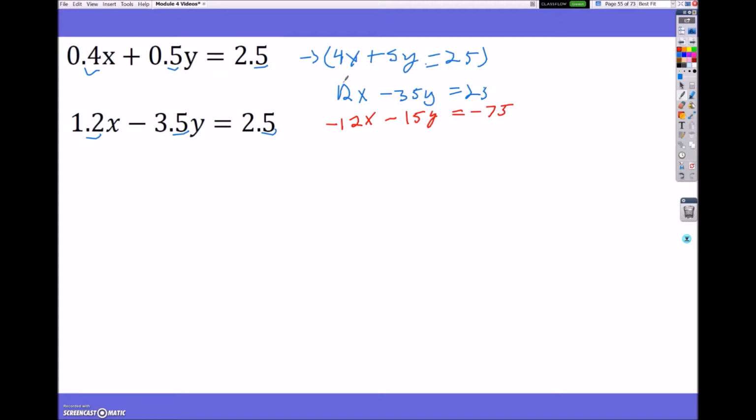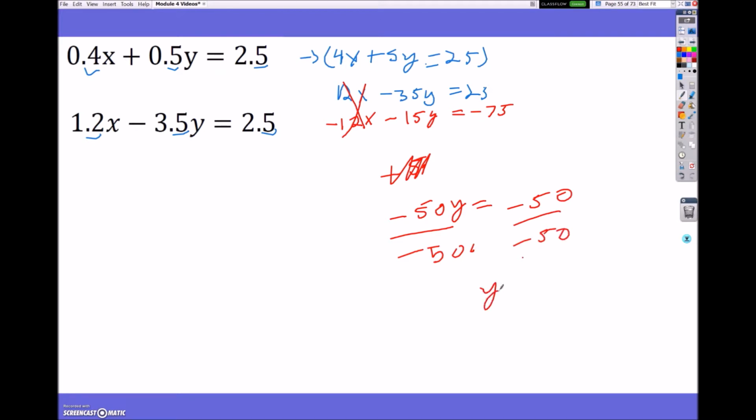And now when I combine these, my x's are going to cancel. I'm going to have negative 50y, and it's going to be equal to negative 50. When I divide both sides by negative 50, I'm going to get y is equal to 1. Now that I know y is 1, I'm going to plug it back into one of my two original equations. You could use the decimals, or you could use the ones that you solved over here to the right.